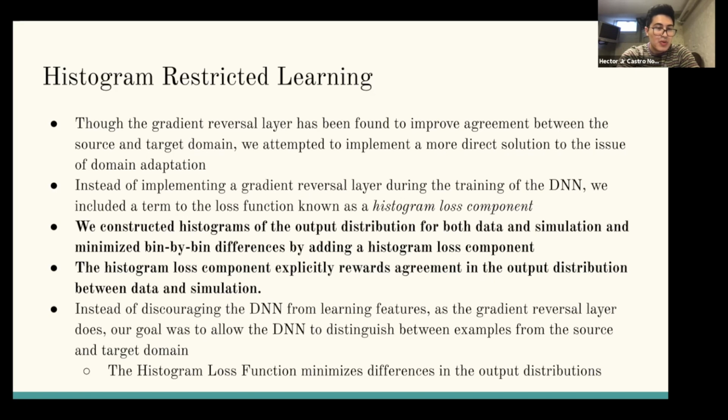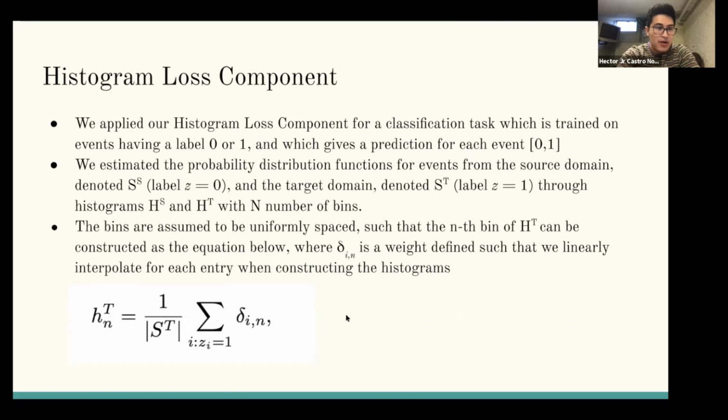With the histogram loss component, instead of discouraging the DNN from learning features, we allow the DNN to distinguish between examples from the source and target domains. Thus, the histogram loss component is responsible for minimizing differences in the output distributions for the source and target domains. We applied our histogram loss component to a classification task, which is trained on events having a label 0 or 1, and which gives a prediction on each event between 0 and 1.